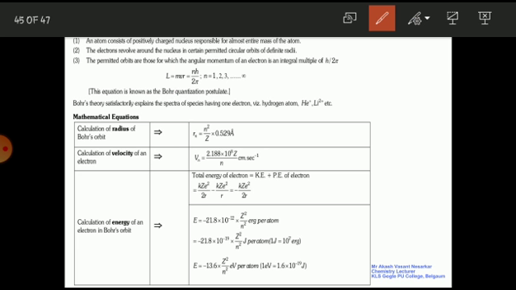So Bohr's theory satisfactorily explains the spectra of species having one electron, namely hydrogen atom, He plus, Li 2 plus, etc. So Bohr's theory is applicable only to one electron systems or one electron atoms. It cannot explain if the atom has 2 electrons or more than 2 electrons. Okay, it cannot explain if the atom has more than one electron.